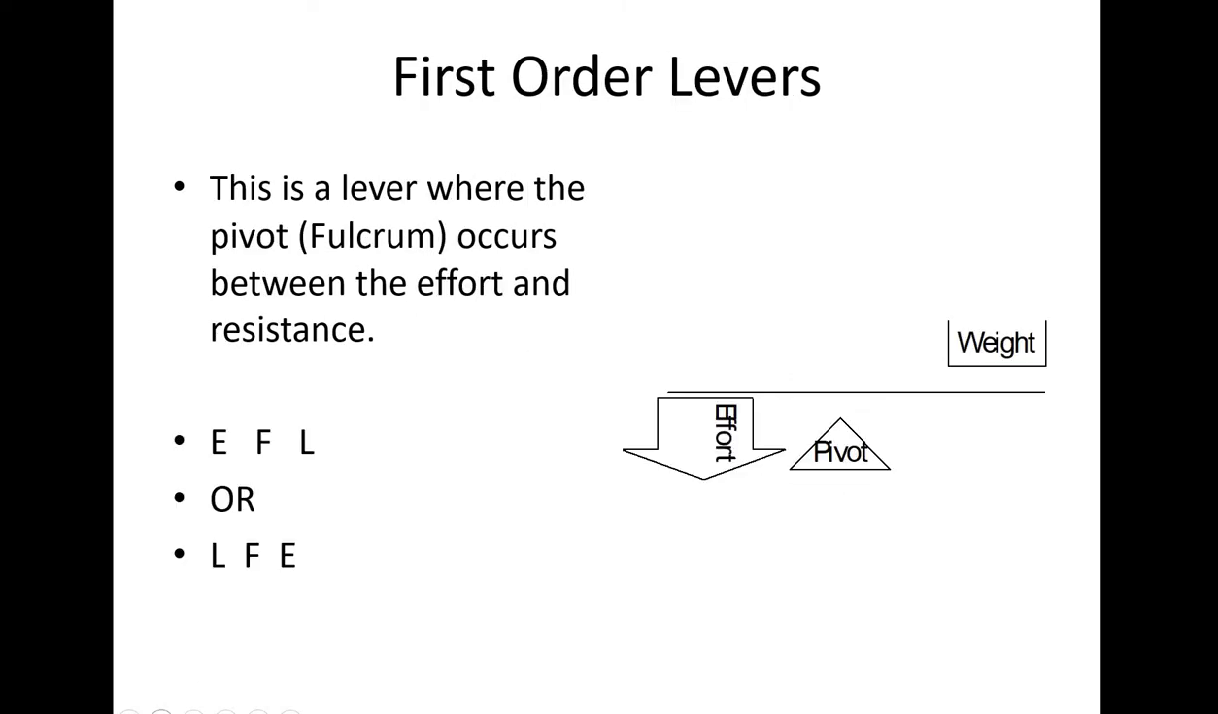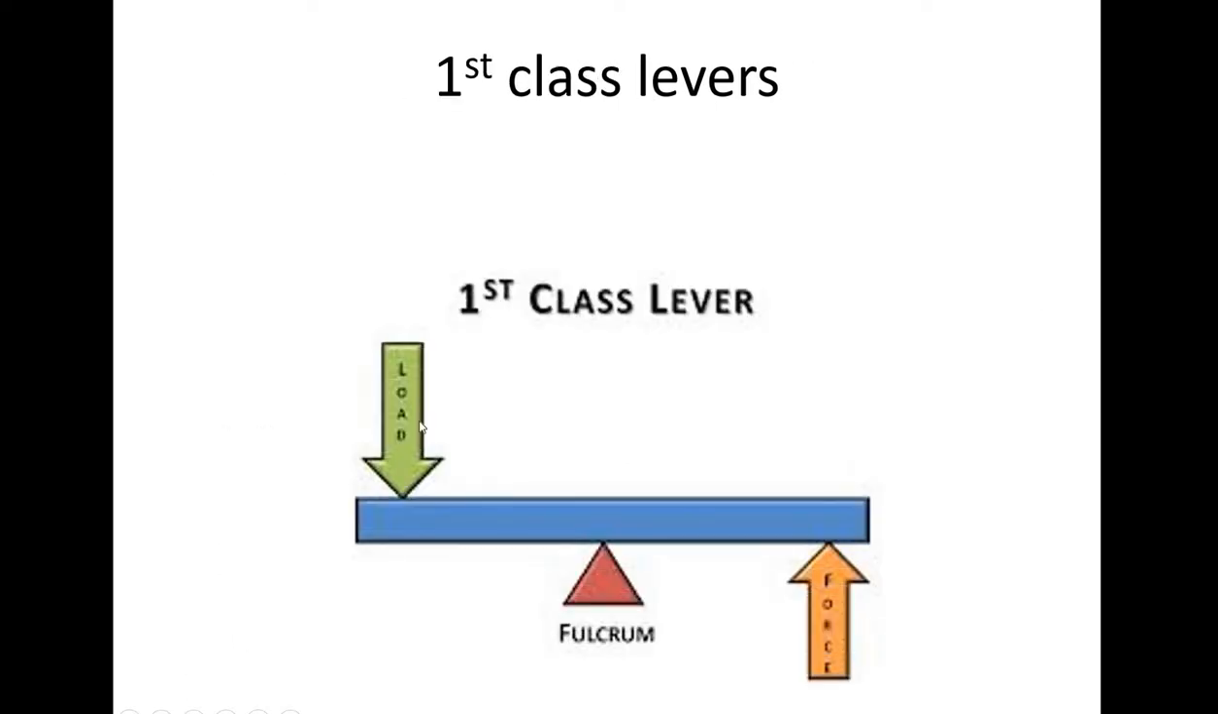So if we just go back through the three different types of levers, so we have our first class levers or first order levers where our fulcrum or our pivot is in the middle. So fulcrum's in the middle, doesn't matter which way, but the effort and the weight are the either side. So again, doesn't matter which side, but remember our load arrow always goes downwards and our force or our effort arrow always goes upwards.